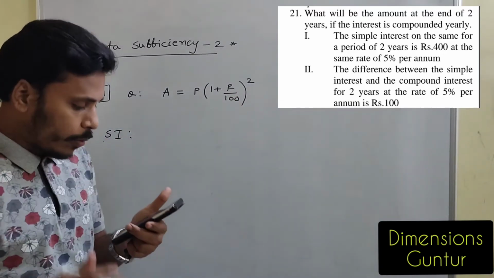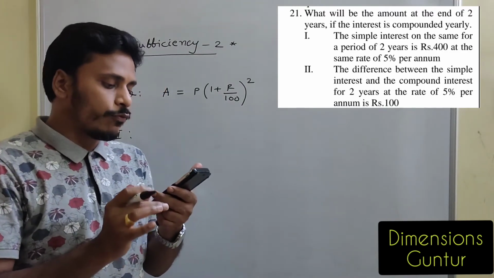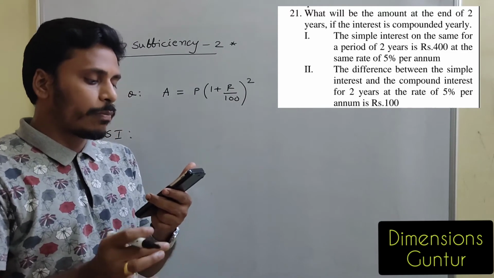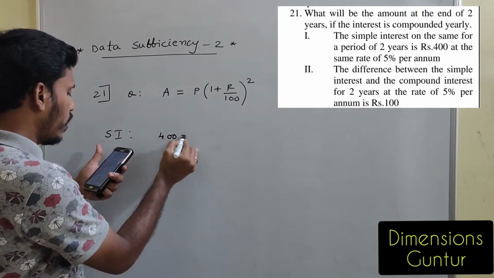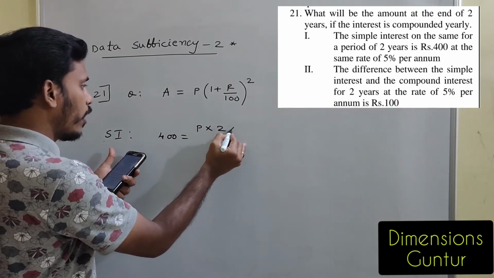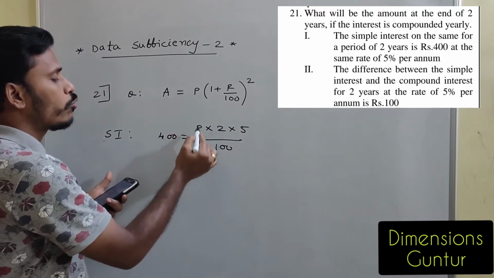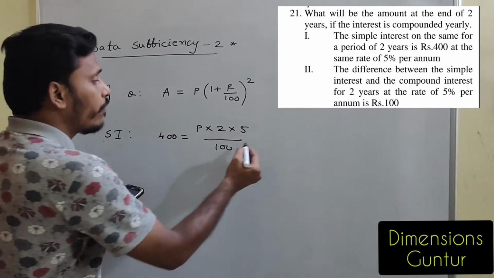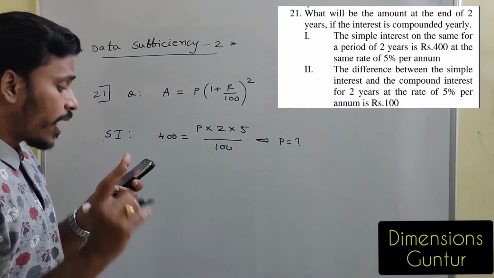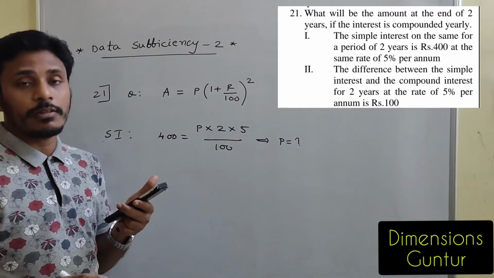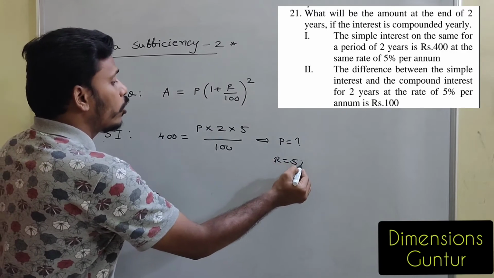Now statement 1: the simple interest on the same principal for a period of 2 years is 400 at the same rate of 5% per annum. Simple interest is given as 400 rupees on the same principal for a period of 2 years at the rate of 5% per annum. So 400 equals P into 2 into 5 by 100. From this we will get the value of P. Since they are mentioning the same rate of 5% per annum, you need to use the same R value.